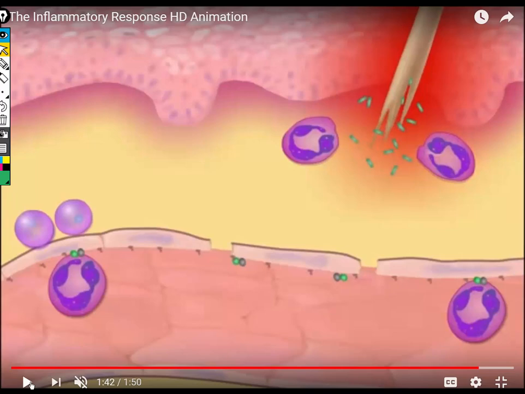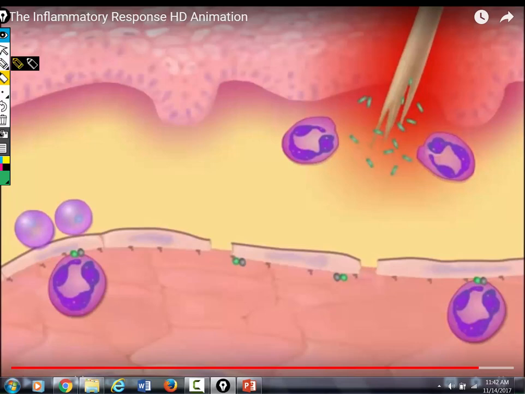Watch. How do white blood cells know that those are bacteria? Why don't white blood cells attack your cells and kill them? Your cells have a big group of proteins called the major histocompatibility complex. The major histocompatibility complex allows your immune system to identify your own cells. What don't these bacteria have on their cell wall?